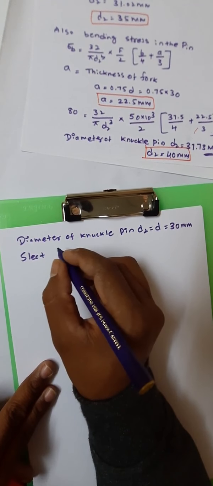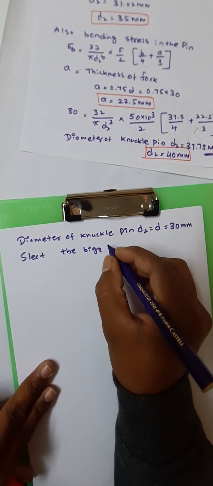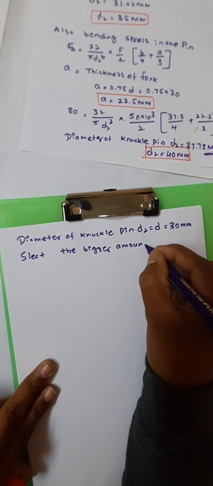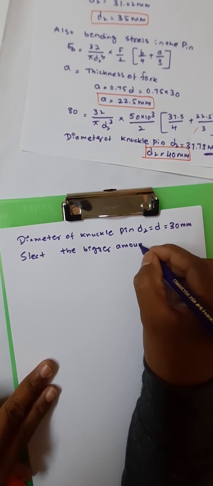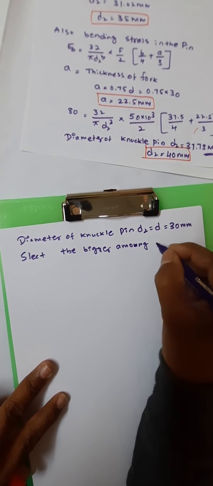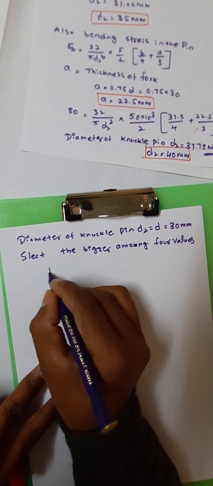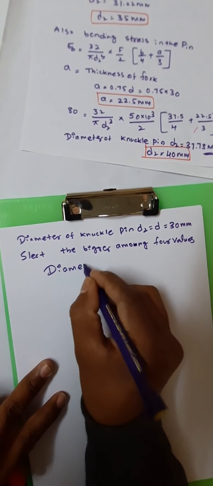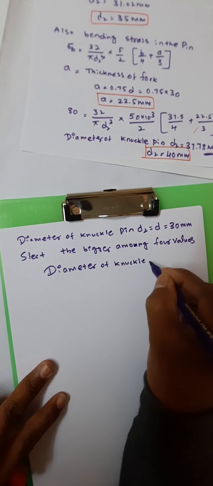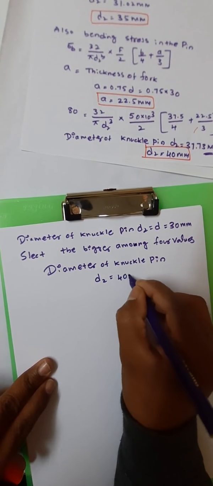Select the bigger among four values. So the diameter of knuckle pin d2 is equal to 40 mm, the bigger diameter.